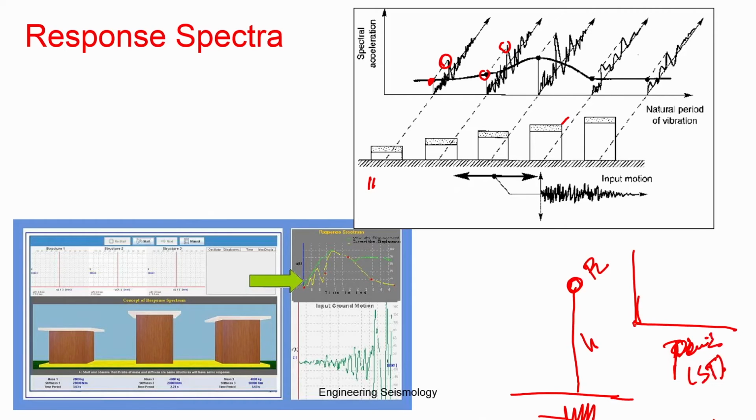At zero period you will get some acceleration, some response. Then 1, 2, 3, 4, 5 like this. Connecting these points gives the response spectrum. This will be the spectral acceleration, because you get a response, or the response spectral velocity. This axis will be your period, the natural period of the system or structure.